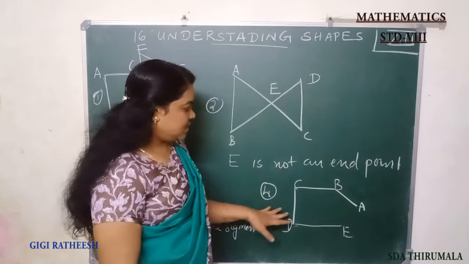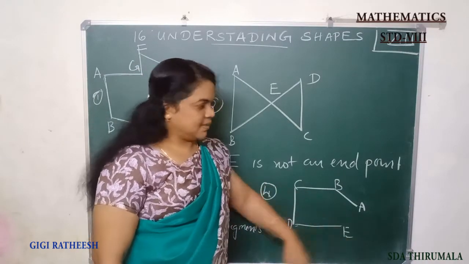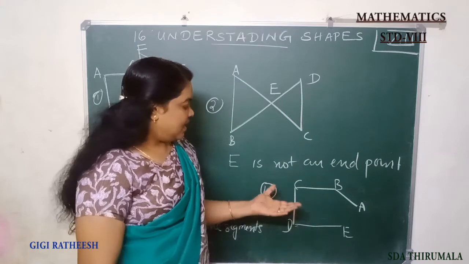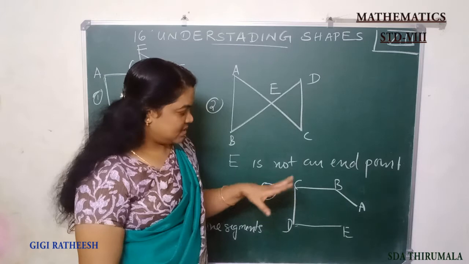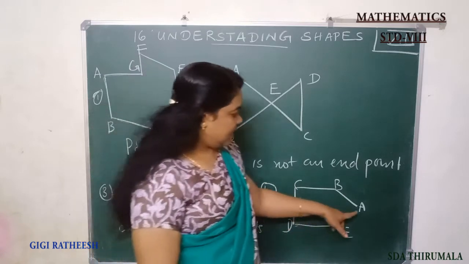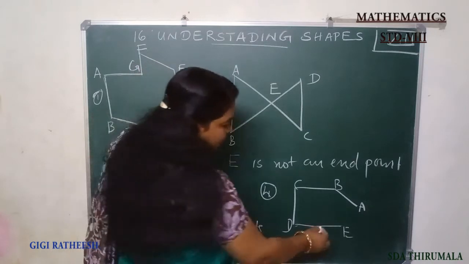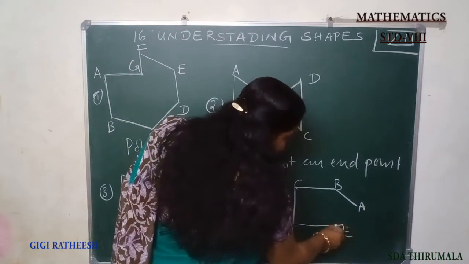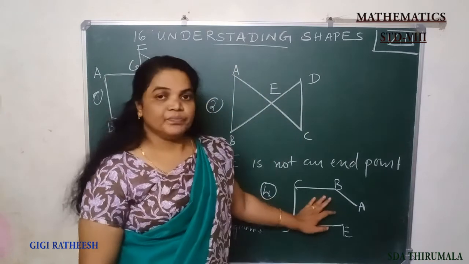And the fourth one, first of all, this is not a closed figure. A polygon is a closed figure, but here this figure is not closed, so this is not a polygon. And here A and E are not endpoints of two line segments, because here there is only one line segment, so this is not a polygon.